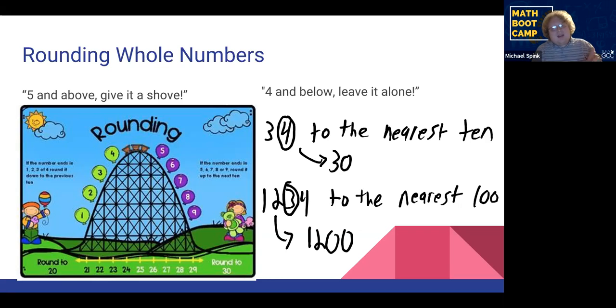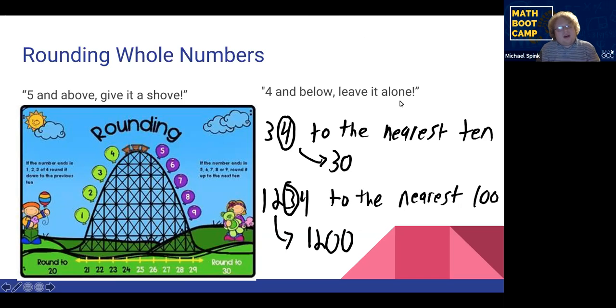This is why we're adding all these zeros on the end. As we're rounding to the nearest 10, we want to make sure that everything past the tens place keeps it a nice multiple of 10. We can see this when we move on to the next example.